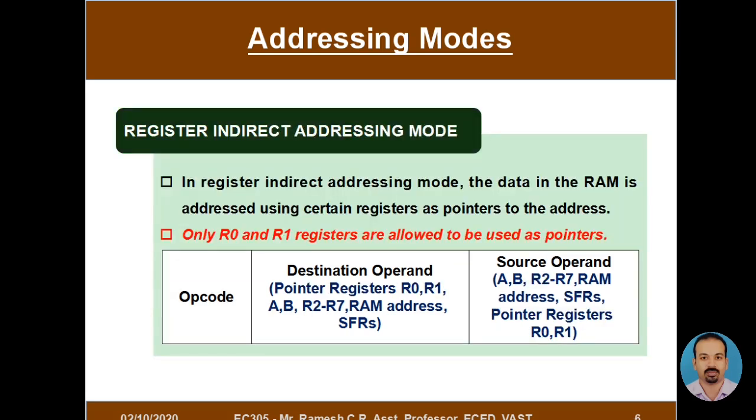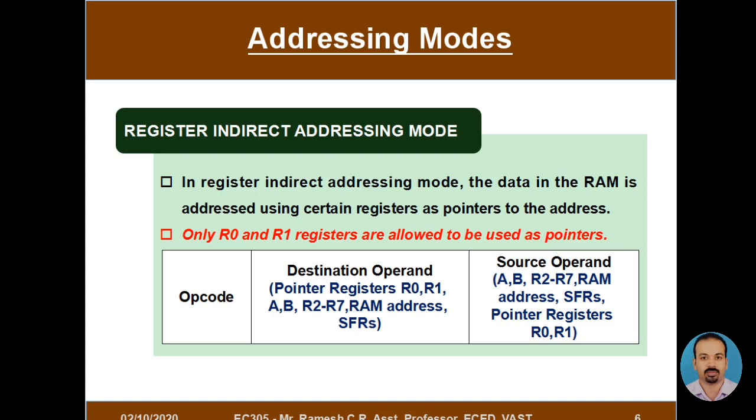Then we have the register indirect addressing mode. As we saw, here you will be making use of a register itself, but instead of taking the 8-bit content in the register as the data to be read and operated, the content of this register will be an address of the RAM location.